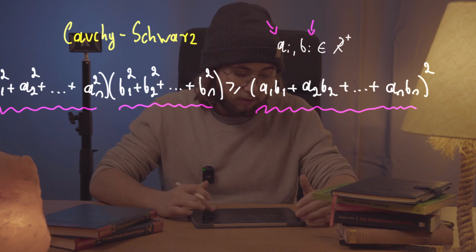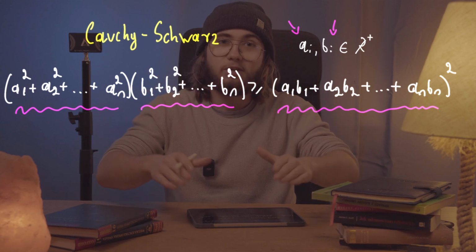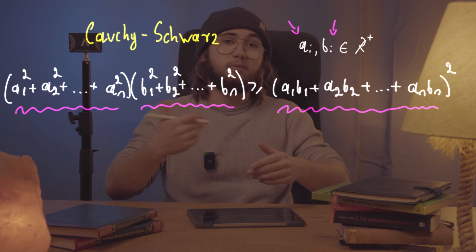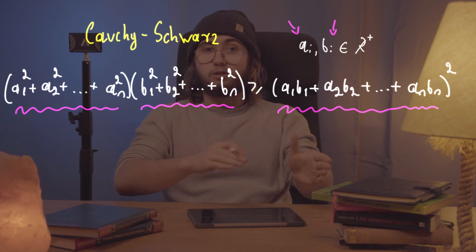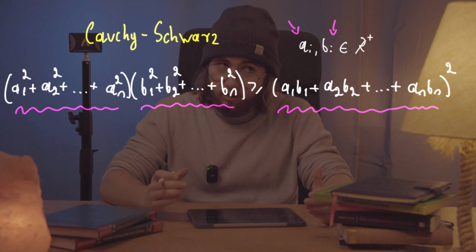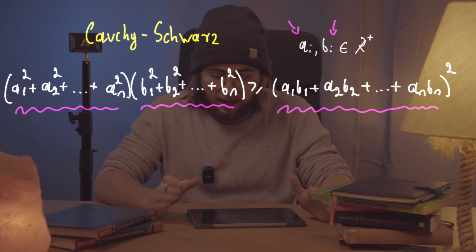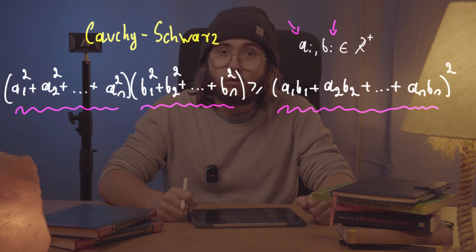So in other words, a1 squared plus a2 squared all the way up to an squared, multiplied by b1 squared plus b2 squared all the way up to bn squared, is going to be greater than or equal to a1 times b1 plus a2 times b2 all the way up to an times bn, everything squared. And that's exactly what we would like to prove right now. Okay guys, so let's get right to it.